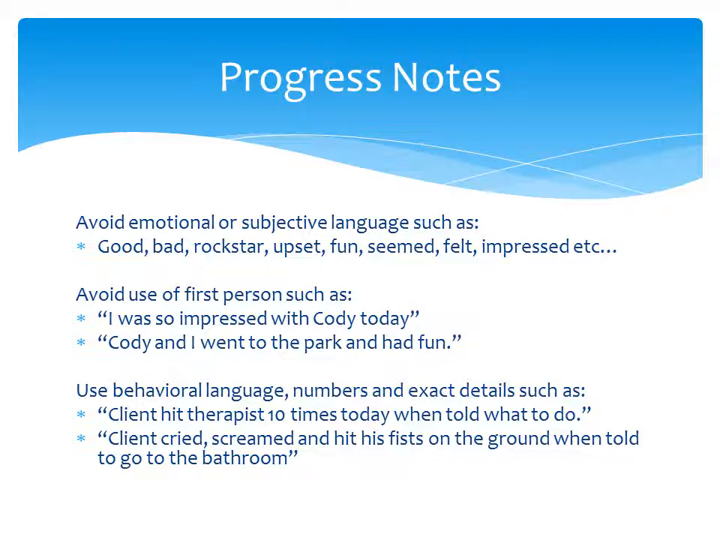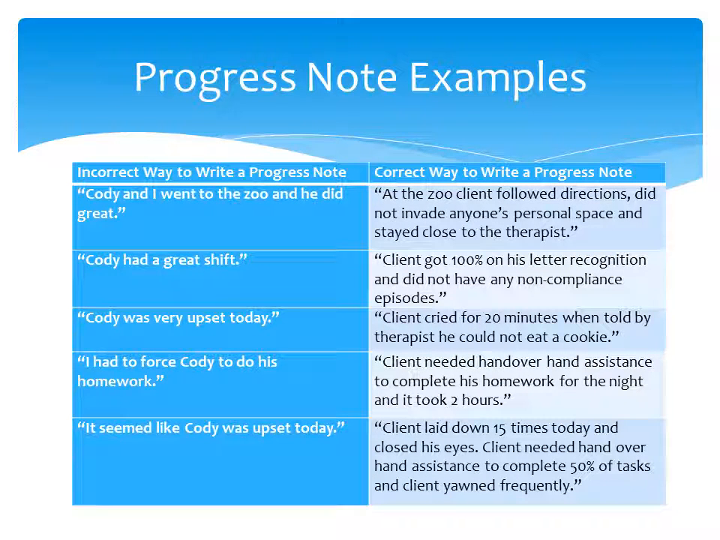Here are some examples of what not to say. Avoid things like good, bad, rock star, upset, fun, seen, felt, impressed, because those are all subjective terms. We need fact-based terms, like in the example on the bottom of the page. The client hit the therapist 10 times today when told what to do. That is specific, fact-based, and accurate. Here are some more examples of the incorrect way to write a progress note and the correct way to write a progress note. Read through and make sure you understand the difference.